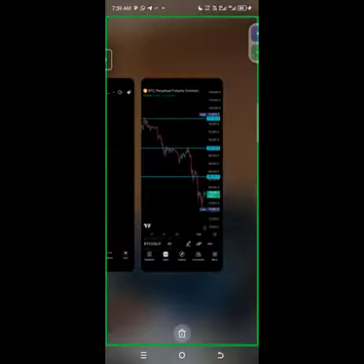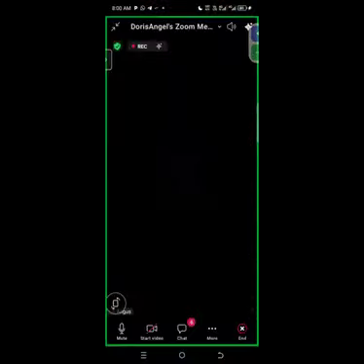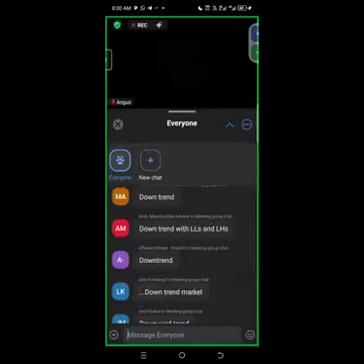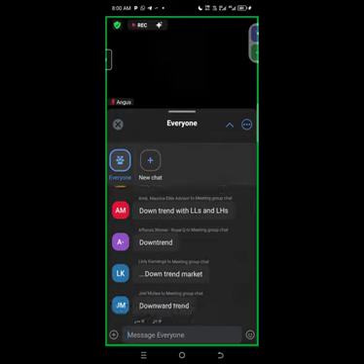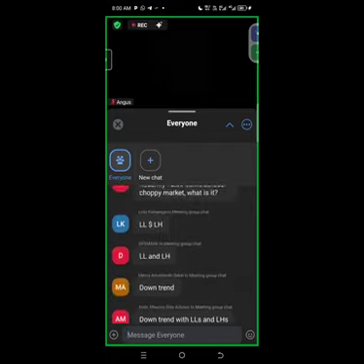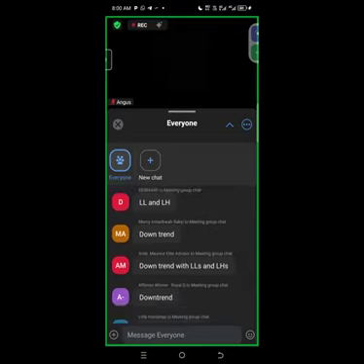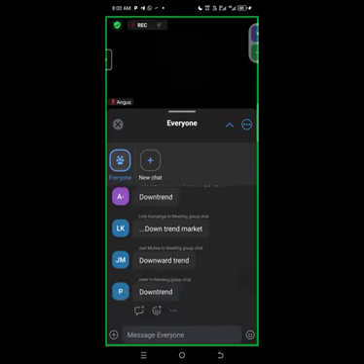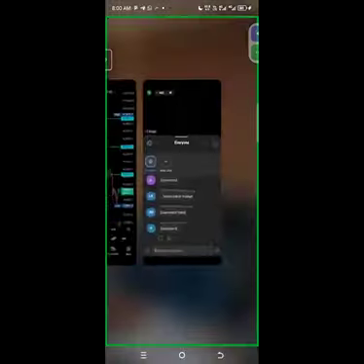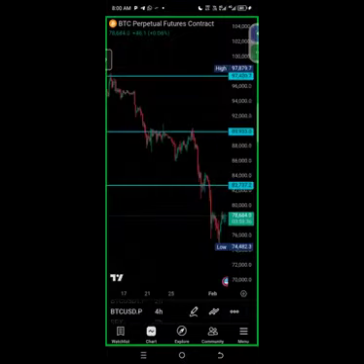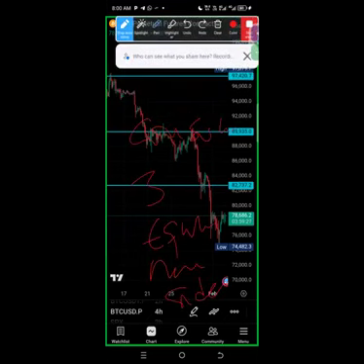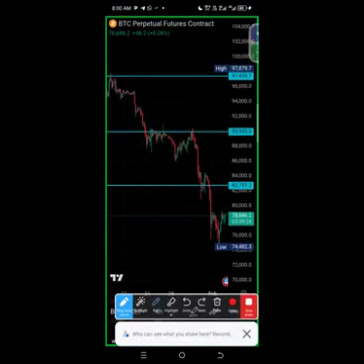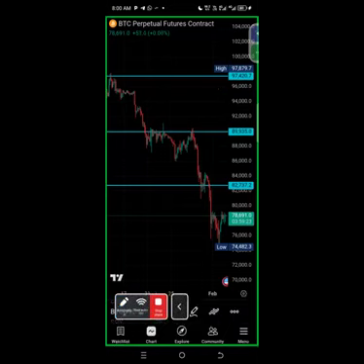Let me get back. I'm expecting you to use the words lower low, lower high. So it's a complete downtrend chart that we are observing, forming a lower low, lower high. So this is what we'll be doing tomorrow, if God permits.